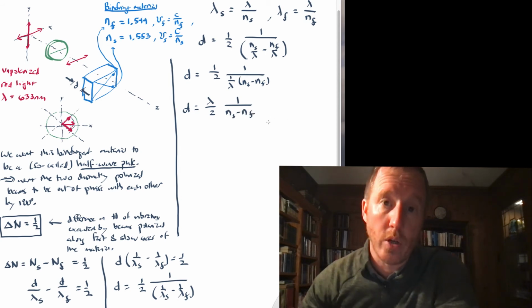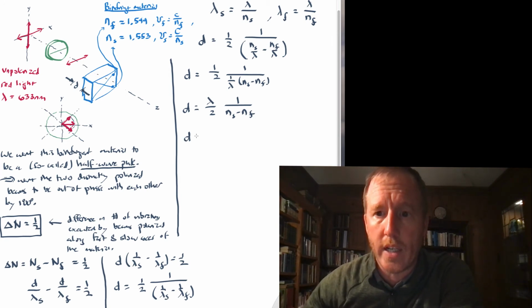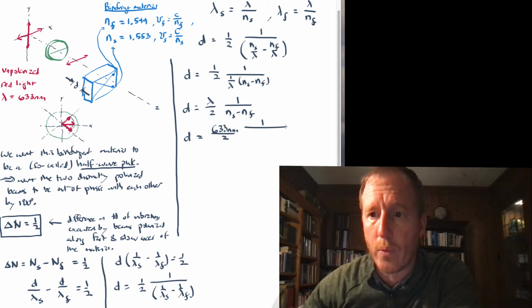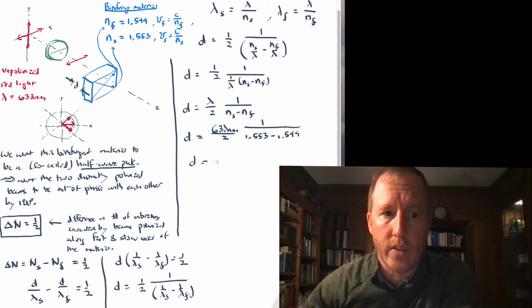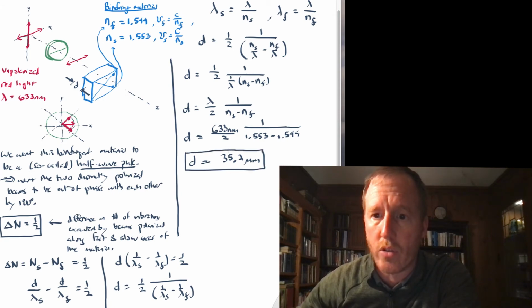And because we know the refractive indices, we can plug these in. And when we do that, we get that the thickness of the crystal is 633 nanometers divided by 2 times 1 over (1.553 minus 1.544). That's plugging in these numbers. And when I do this, I got the distance to be 35.2 micrometers, or 35.2 microns. So that would be the answer to this question.